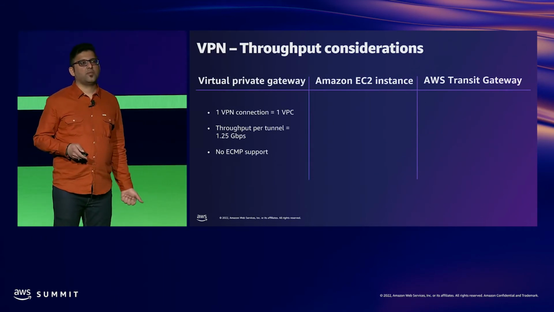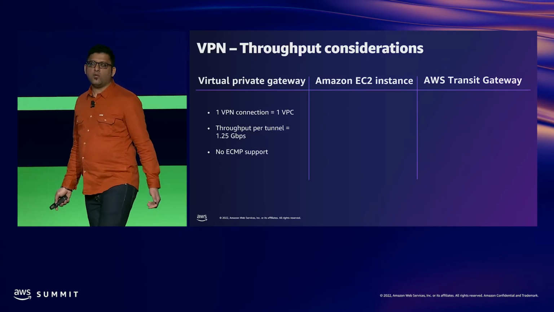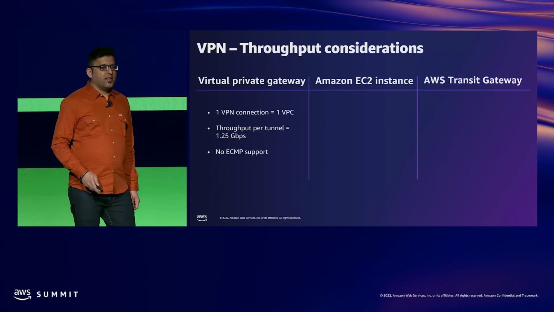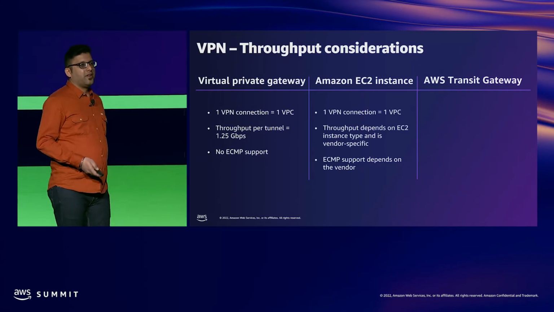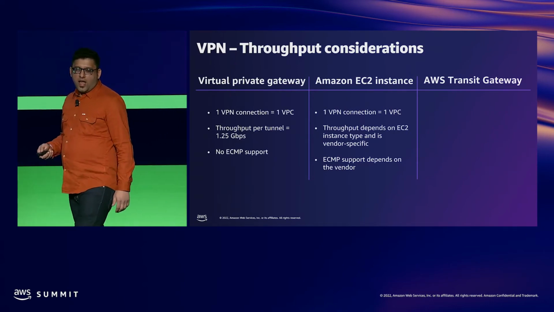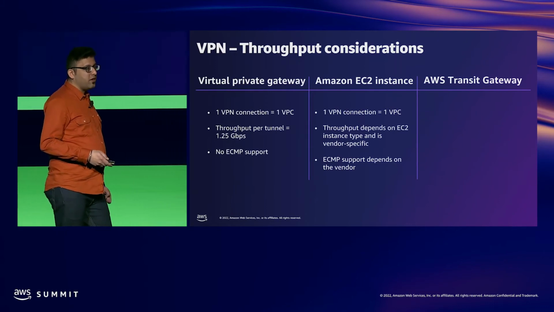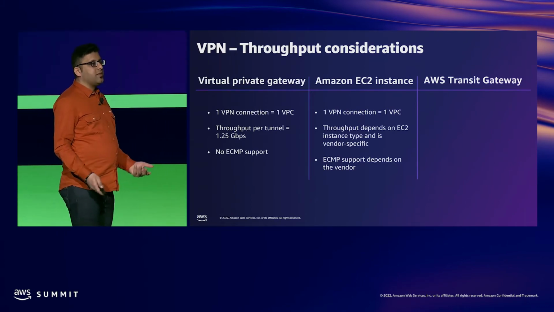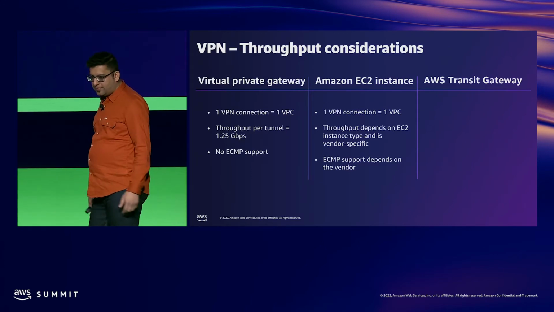In case of the virtual private gateway, you can connect up to a single VPC. The throughput is limited to 1.25 gigs per second, and there is no support for ECMP. When you are terminating the VPN connection on your EC2 instance, you still connect to a single VPC, and your throughput depends upon what type of EC2 instance you are using to run your VPN software appliance. And the ECMP support also depends upon what vendor you are using for your VPN software appliance.